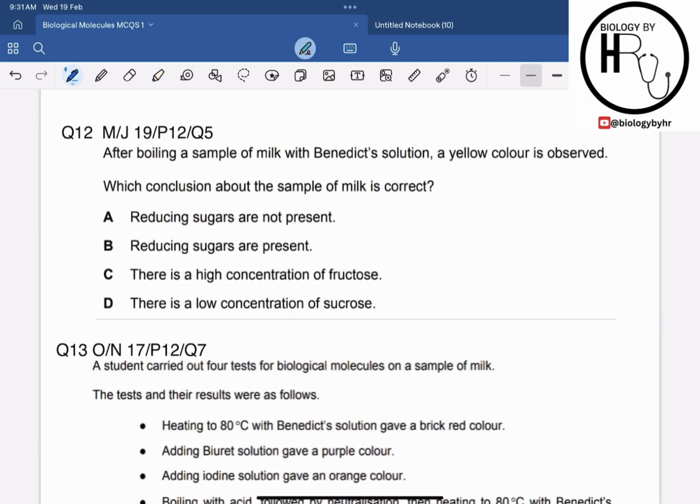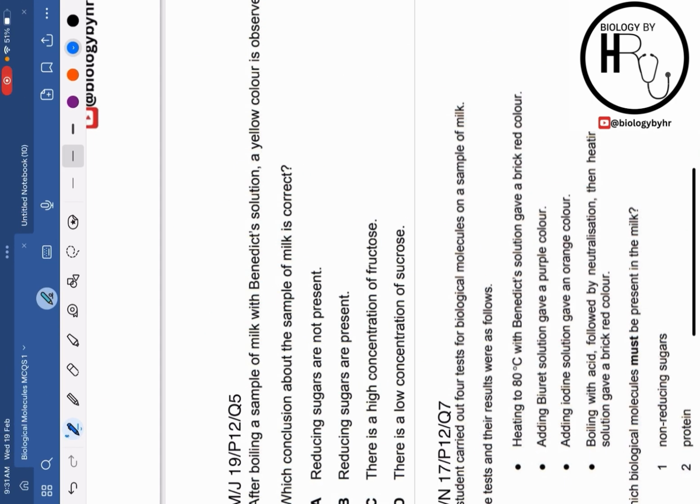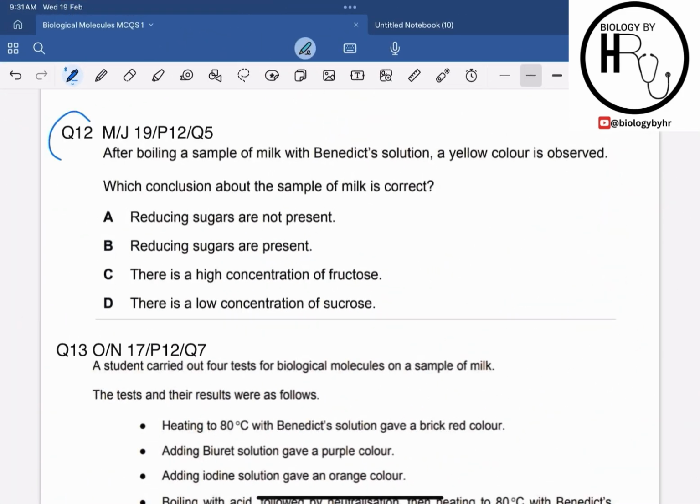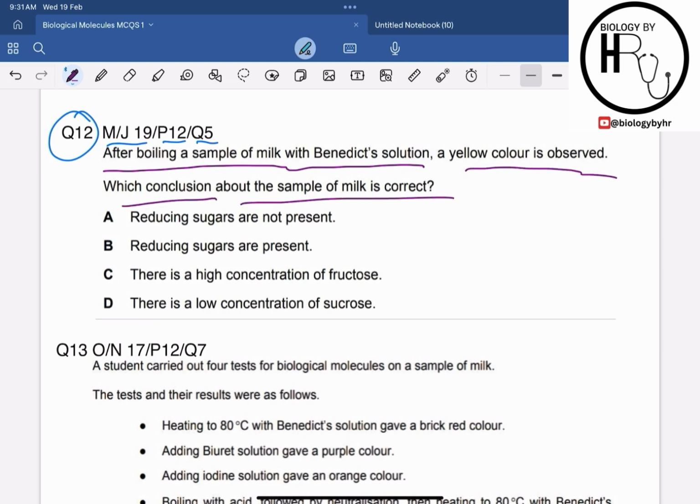Now let's move on to question number 12. This question is from May/June 19 paper 1, question 5. It says that after boiling a sample of milk with the Benedict solution, a yellow color is observed. Which conclusion about the sample of the milk is correct? Basically it means that the reducing sugar is present, right? If the Benedict solution shows the color change from blue to yellow, it means that the reducing sugar is present. Then they are asking what conclusion about the sample of the milk is correct.